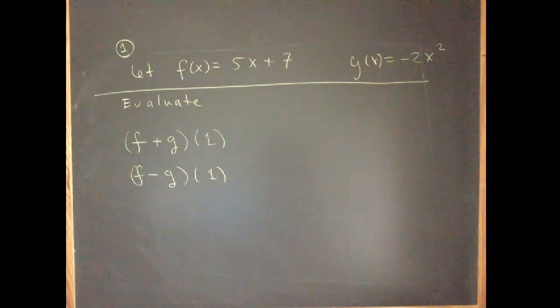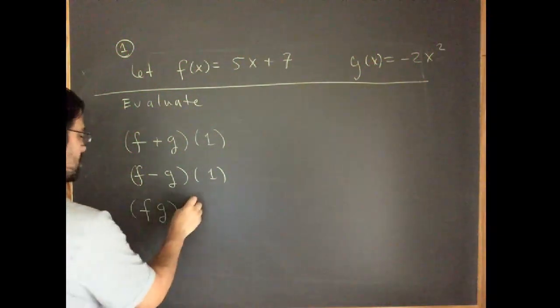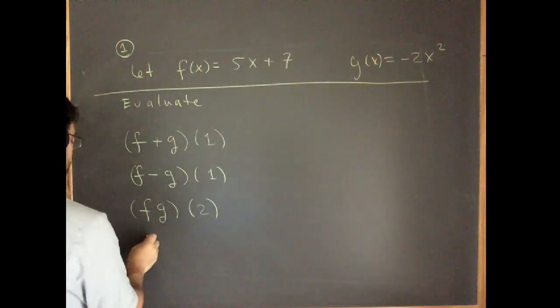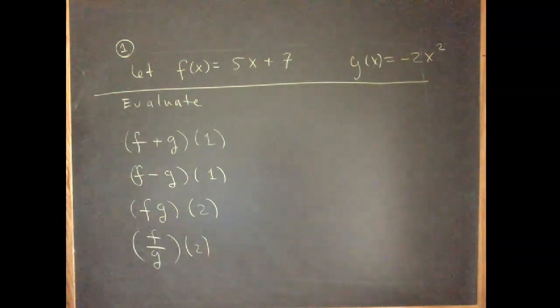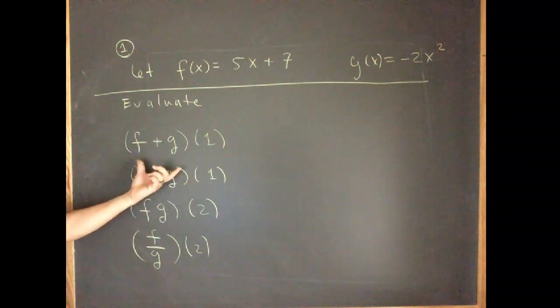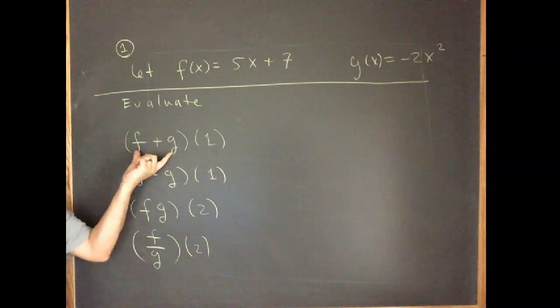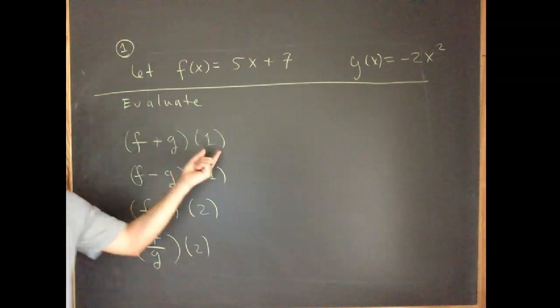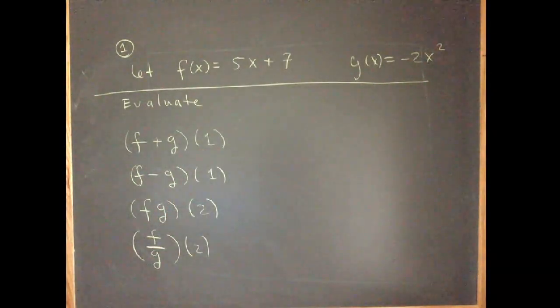Then we'll pick a different input. Instead of 1, we'll do 2, but we'll do multiplication, f times g, evaluated at 2, and f divided by g, evaluated at 2. And again, be very careful here. Lots of students confuse this the first time they see this as f plus g times 1. This is not f plus g times 1. This is the sum of the two functions, then evaluated at 1. Not the same thing as multiplication here. So be very careful with this function notation.